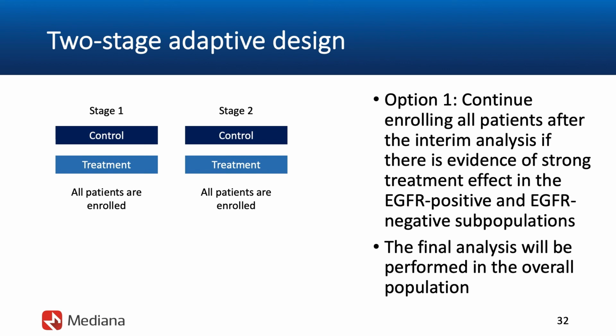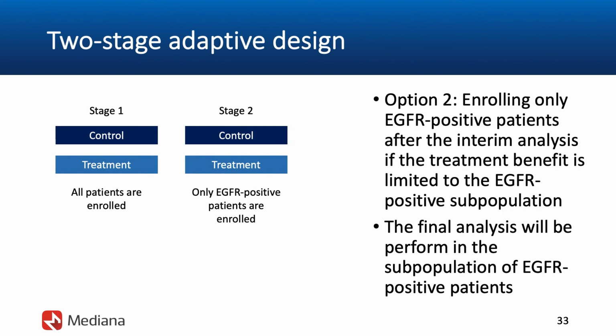So this new experimental treatment, erlotinib, may be equally effective for biomarker positive as well as biomarker negative patients. In this case, the final analysis would be performed in the overall population of patients. An alternative approach would be to consider option 2, which would be to enroll only biomarker positive, or EGFR positive, patients after the interim analysis.